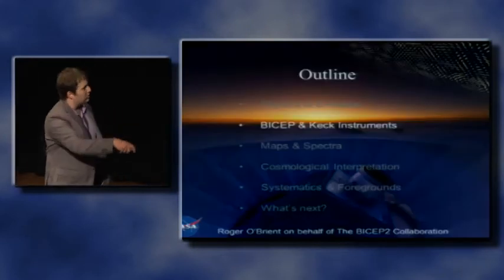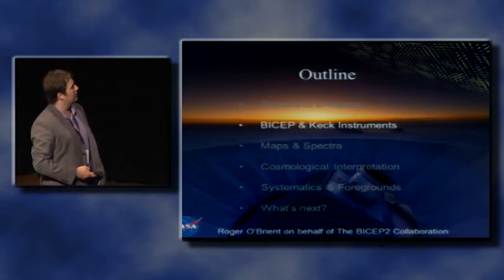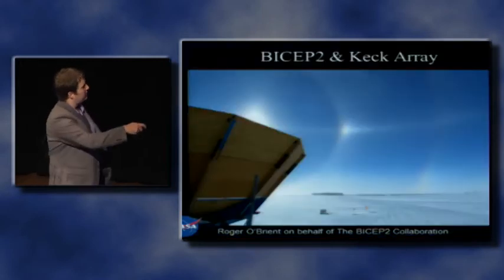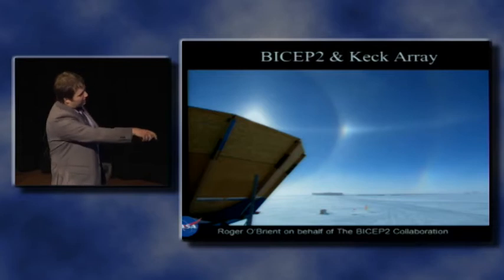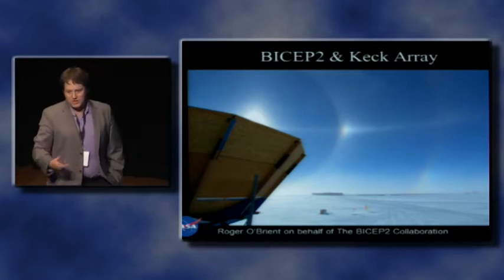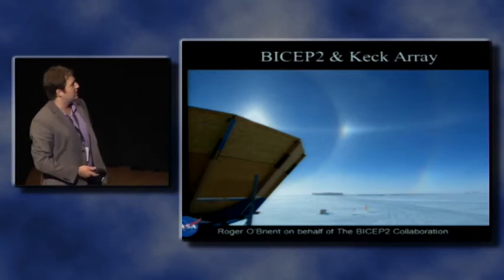So this photo that you've been looking at is BICEP2. Here's another photo. So this is standing next to the ground shield for Keck Array. This building off in the distance is the base where everyone sleeps while they're not down there. That's immediately adjacent to the South Pole.